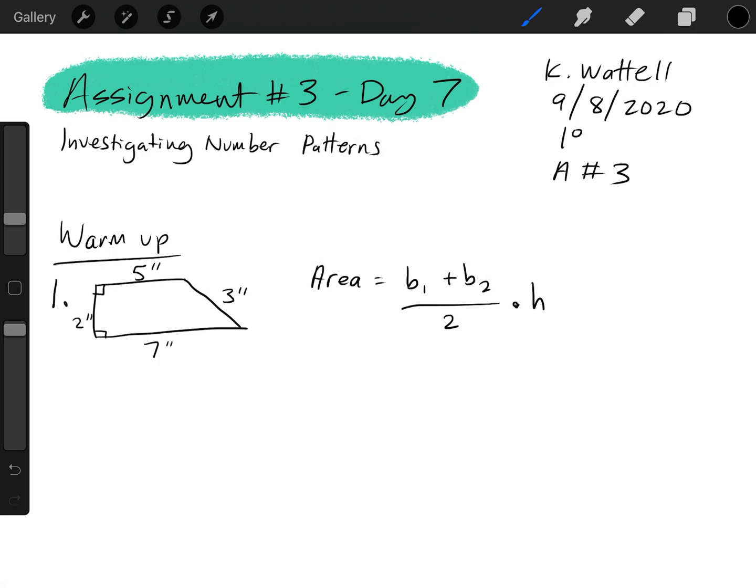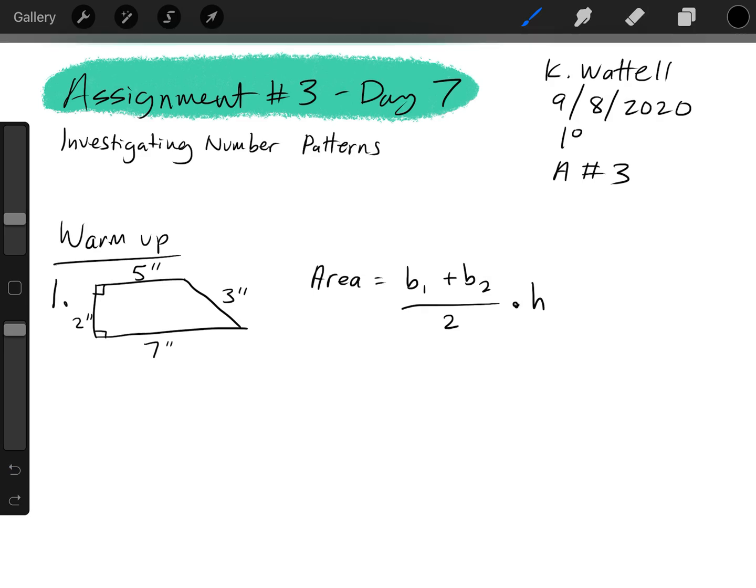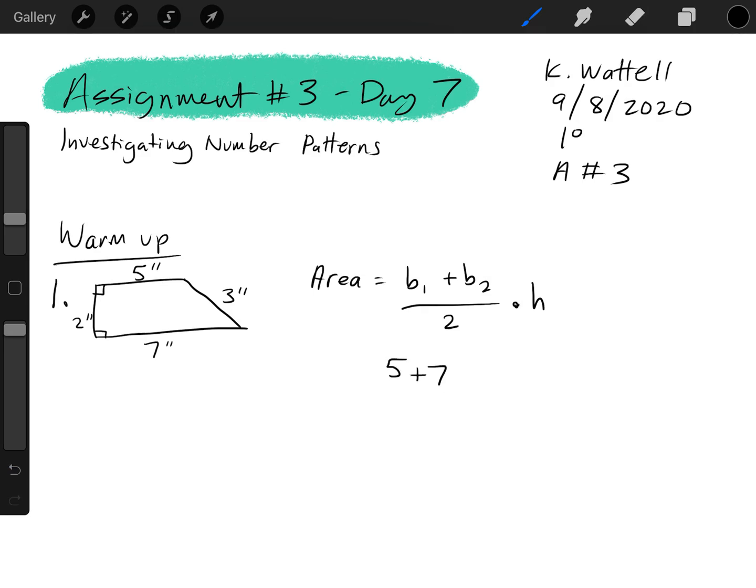So base 1 and base 2, those are going to be the two lines that are parallel, right? Parallel lines, sometimes there's a little marker like that, but they're going to be the top and the bottom, the two lines that are parallel, okay? So we will substitute in 5 plus 7 for our top and bottom bases.